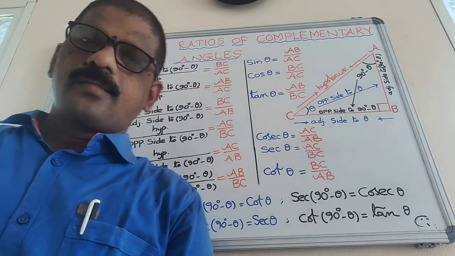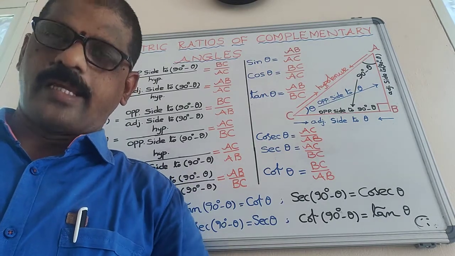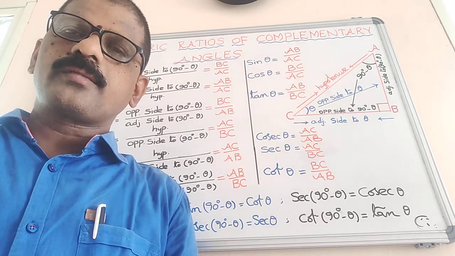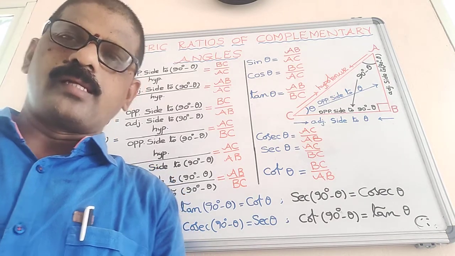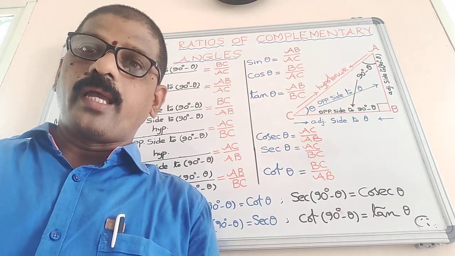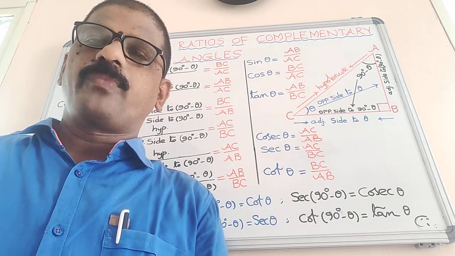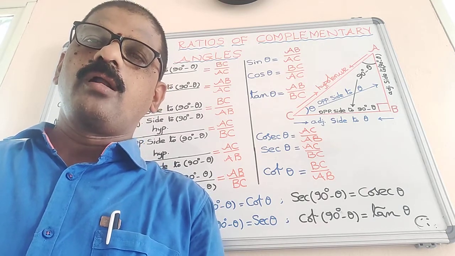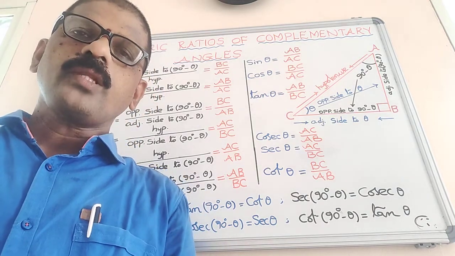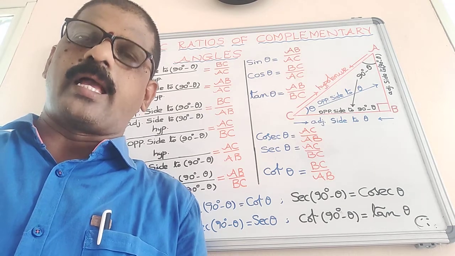We discuss trigonometric ratios of complementary angles. So, what are complementary angles? A pair of angles whose sum must be 90 degrees are called complementary angles. Clear? That means we have to find the trigonometric ratios of complementary angles.